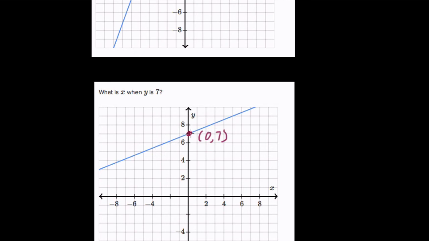And notice nowhere else is the height of the line at 7. It's only at this point. If I go here, at this point I'm about at 8, and then at 9 and so forth. You can see that the height of the line is always changing, but here the height is at 7. Y is at 7, and x is at 0.